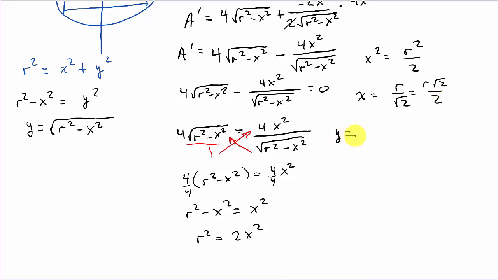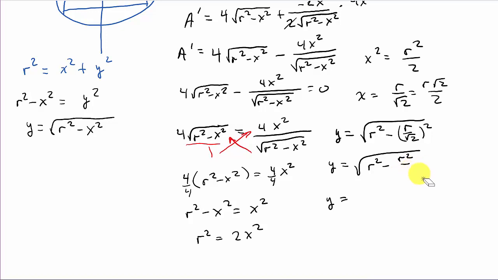So y is equal to, well, I take this and plug it in for x. This one right here is going to be easier to square than this, so I'm going to plug this in for x. So that's going to give me the square root of r squared minus r over square root of 2 squared. So y is equal to the square root of r squared minus, and then that's going to be r squared over 4. So y is equal to, I'm not having a good day right now, am I? Square root of 2 squared is 2. And so this is going to be the square root of r squared over 2.